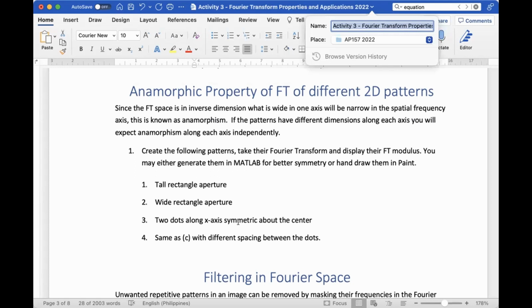So, tignan nyo. The center is 0 frequency. So, if you're close to the center, that means you have low frequency. The farther you are from the center, that means that you have higher frequency. Okay? Now, tingnan mo naman, kunin mo yung FT ng different types of patterns, okay? Like a tall rectangle. Iba kung gumawa kayo dati ng square aperture or whatever. So here, try and make rectangles or ellipses. Basta yun, iba yung dimension niya or haba niya along X versus along Y. And look at the FFT and you will see that it will be anamorphic, meaning pag mataba siya sa isa, mapayat siya dun sa isang dimension.